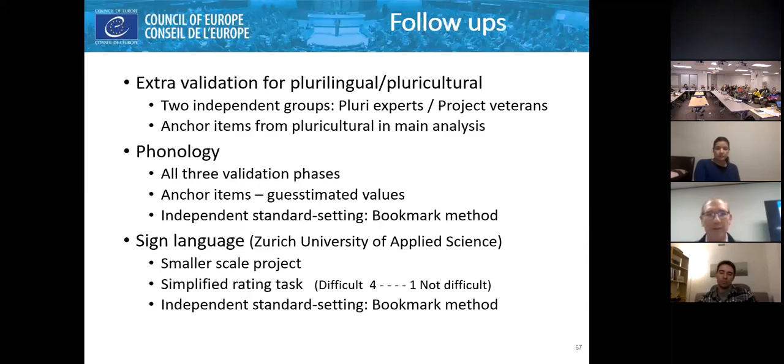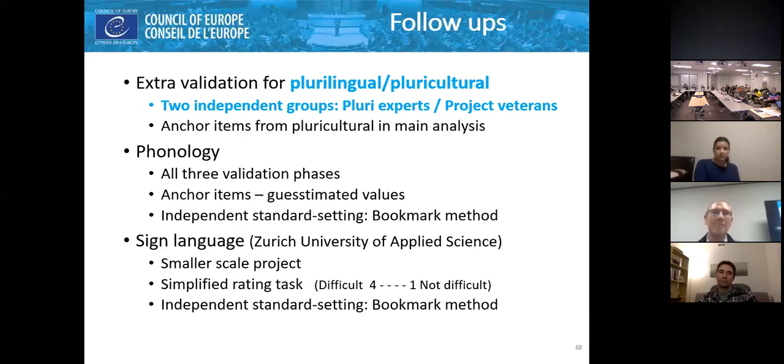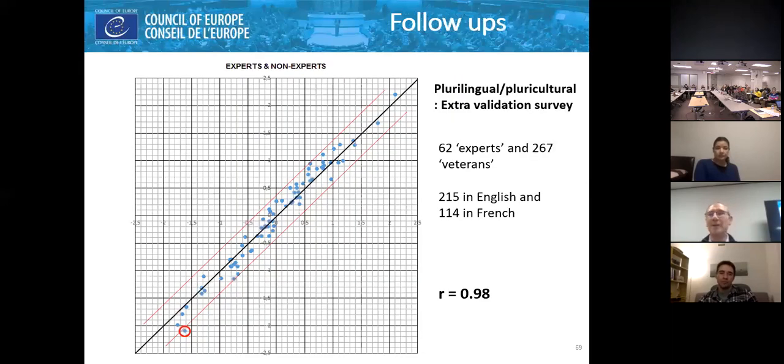Then there was a third project on sign language, which again was completely separate and smaller scale because the signing community is very small. It was a simplified task because they're not familiar with the CEFR, and again an independent bookmark method. Just to show you what happened with the 2 independent groups on the plurilingual pluricultural, which you might think would be the most complicated part of the whole thing, it came out like that.